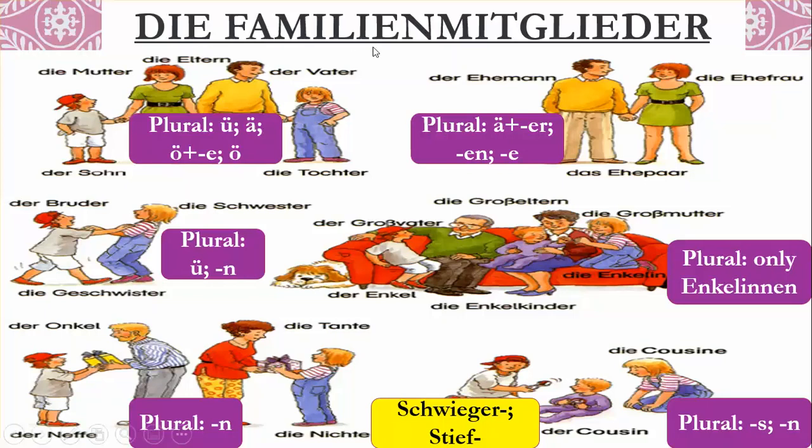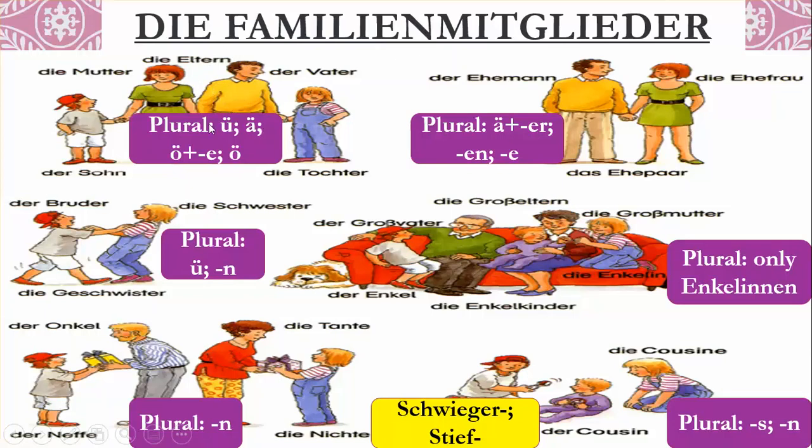So if we have a look here at this picture, we can see that we have the mother, which is die Mutter, the father, which is der Vater, der Sohn, which is the son here, die Tochter. And together, the man and the woman are the parents, die Eltern.